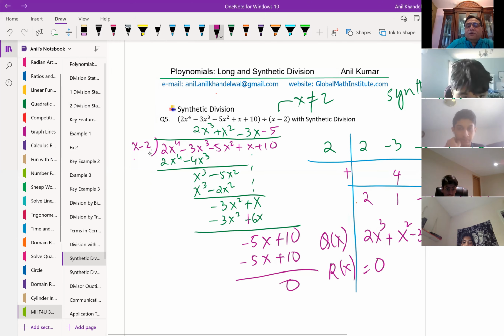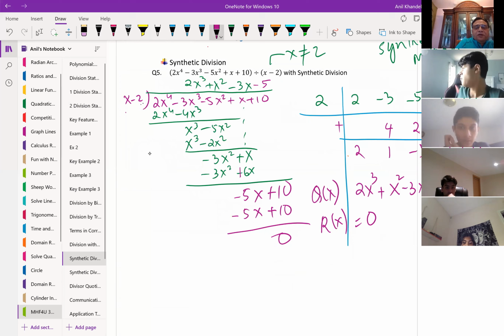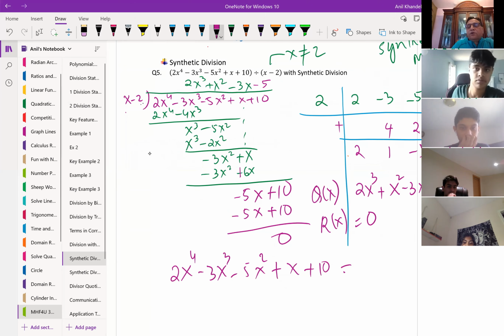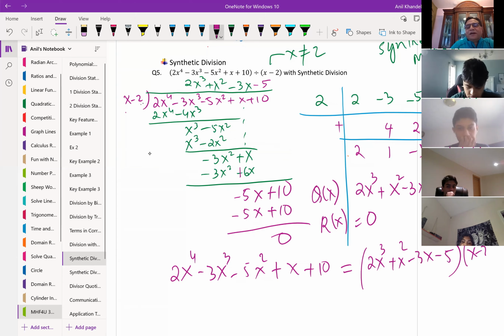So that is how we are going to do it. And we can say this particular polynomial, which is 2x to the power of 4 minus 3x cubed minus 5x squared plus x plus 10, is equal to the quotient 2x cubed plus x squared minus 3x minus 5 times the divisor x minus 2. You could write the divisor first or later. Do you see we have factored it since the remainder was 0? Can you further factor it? We have 2x cubed plus x squared minus 3x minus 5. You may try to factor it later, but we'll leave it here because the question is how do we divide? And you have also learned this method of synthetic division, how we use it to divide. Now, to all of you, is this absolutely clear?